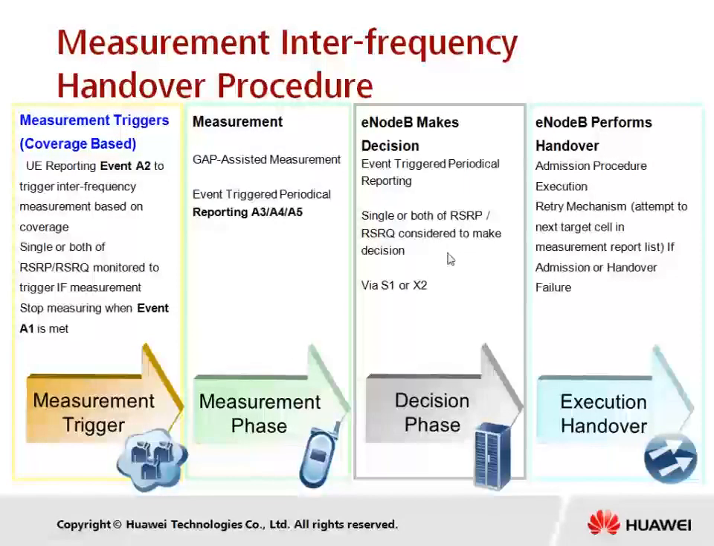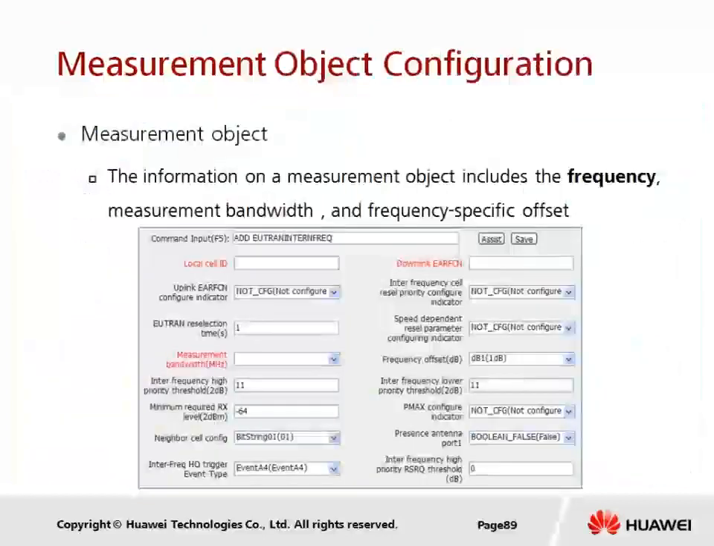Then based on the report received, eNodeB decides if a handover should be performed. Then again, the candidate cell filtering and ranking will be performed, and the data forwarding will be done via the S1 or X2 interface. eNodeB performs the handover by sending the handover request, and the target eNodeB has to perform admission control. Then a retry mechanism is used if the first candidate cell rejects the handover request. So the retry will be attempted in the next candidate cell, which is in the same measurement report.